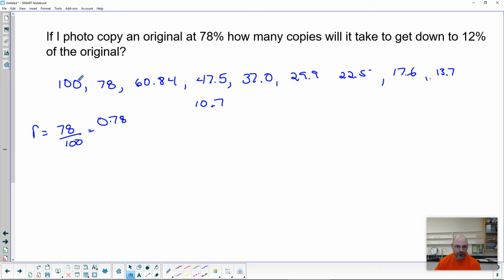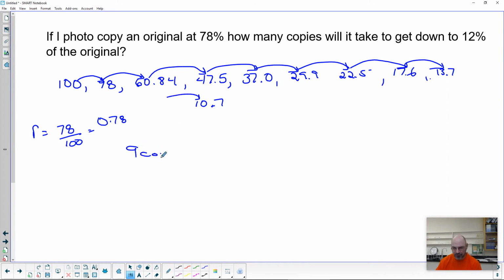So that's 1 copy, 2 copies, 3, 4, 5, 6, 7 copies, 8 copies. Still not down to 12, so we've got to do one more. 9 copies, and it's a little lower. So you'd say 9 copies. That's the easiest way to do that. You could do a formula with that one.